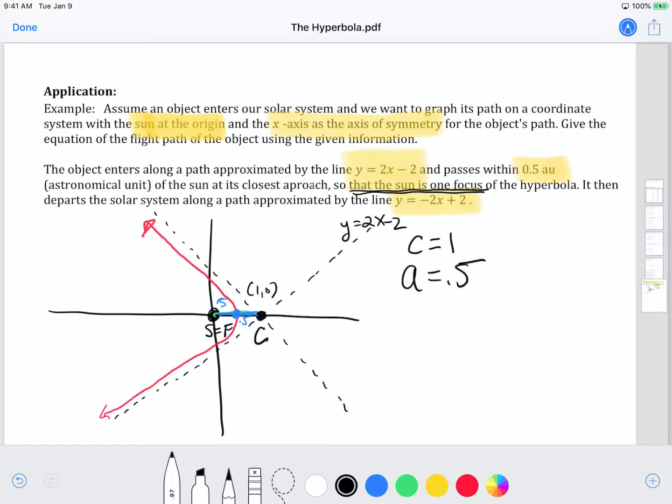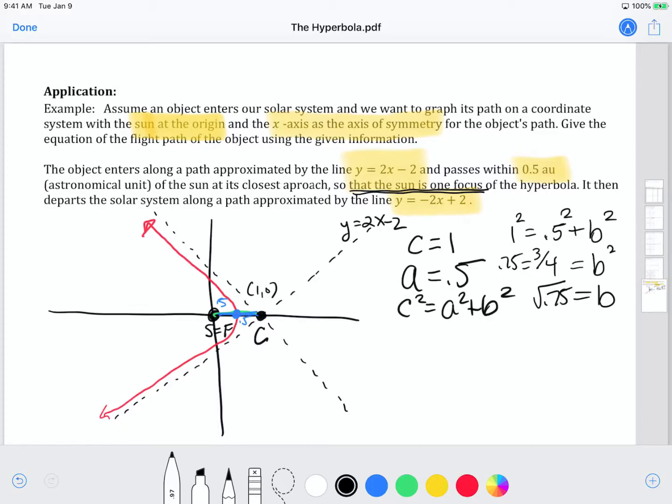So now we're going to use c squared is equal to a squared plus b squared to find our value of b. So I'm going to have 1 squared is equal to 0.5 squared plus b squared. So b squared is going to be 3/4 or 0.75 if you want to use decimals, because 0.5 squared is a quarter. And if I take 1 minus a quarter, that gives me 0.75. So b is equal to the square root of 0.75.